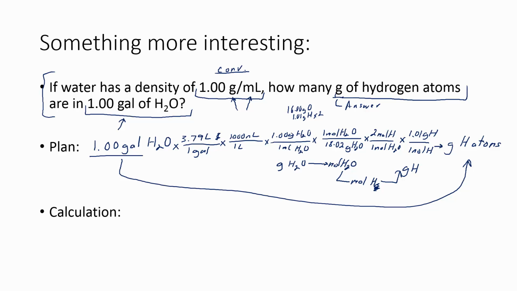So 1.00 times 3.79. Okay, so gallons of water cancels with gallons. Now we have liters of water times 1,000. Now liters cancel, and milliliters of water are left, times 1 gram of water for every milliliter. So now we have grams of water. Divide by 18.02. And now we have moles of water.